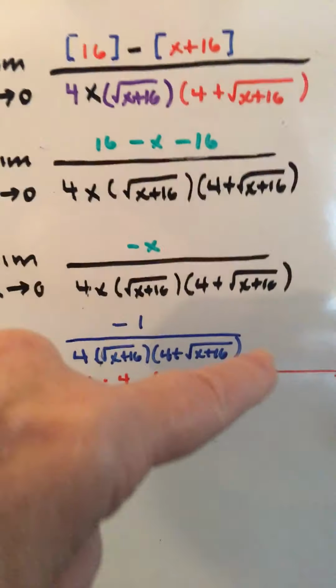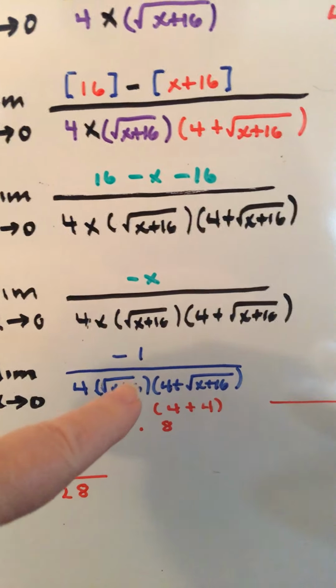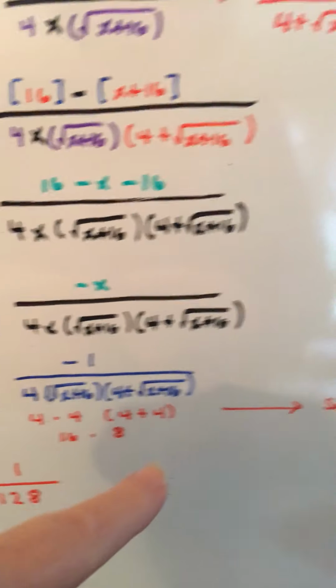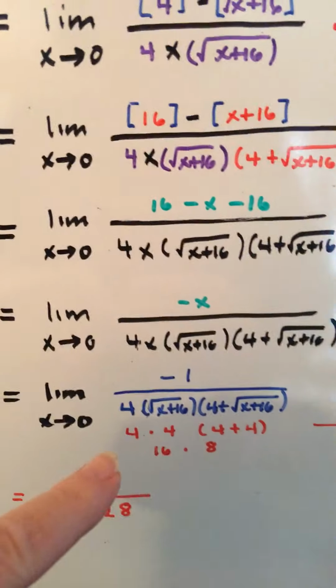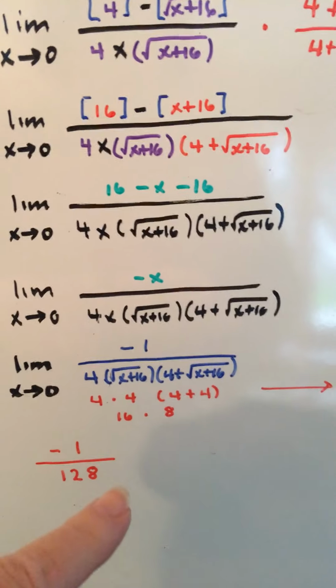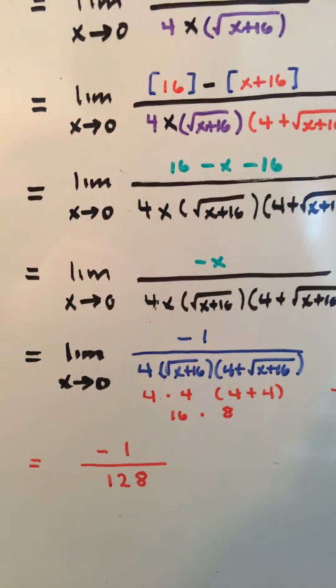And so now I've got this mess, but notice when I substitute 0, I get a 4, and a 4 plus 4. Yes, I get 2 times 4, times 16, and 16 times 8 is 128. So my final answer is negative 1 over 128.